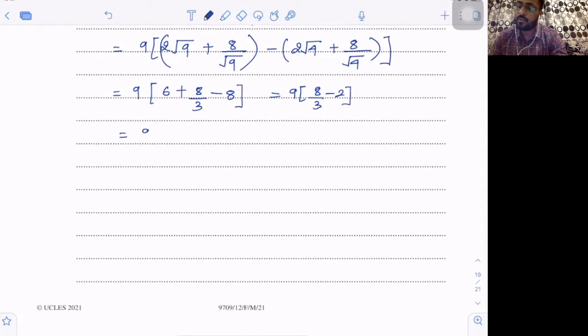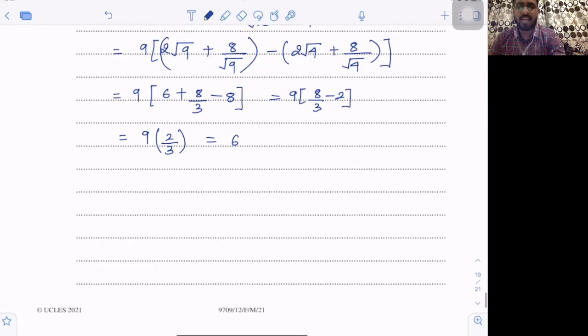Let's simplify it further. So 9 times of 8 upon 3 minus 2 is 8 minus 6. 8 minus 6 is 2 upon 3. So the 3 and the 9 will cancel. Right, guys? 3 and the 9 will cancel, get 3. So the answer is 6. Since this is the area, you can, if you want, write the units as square units. This is the area under the curve.